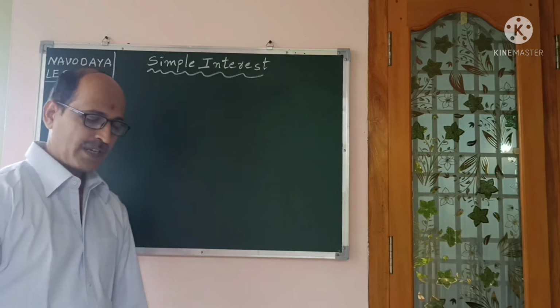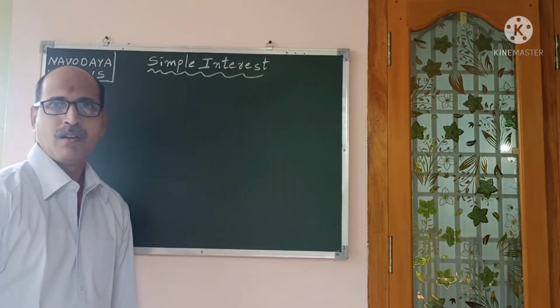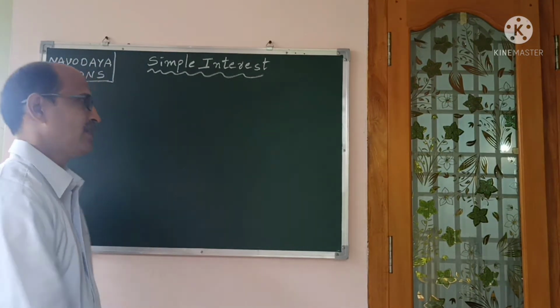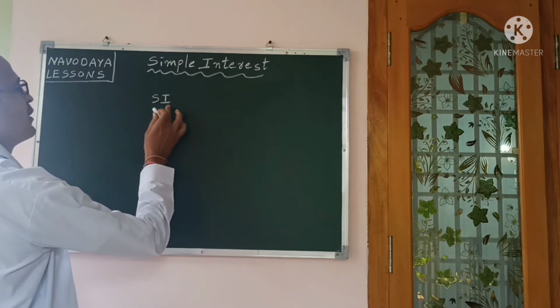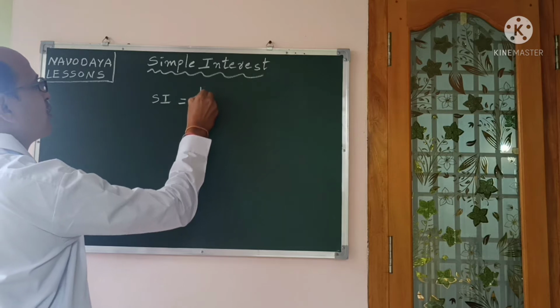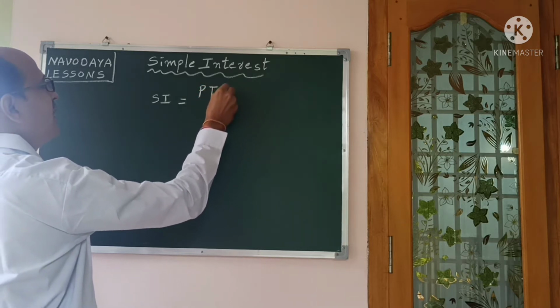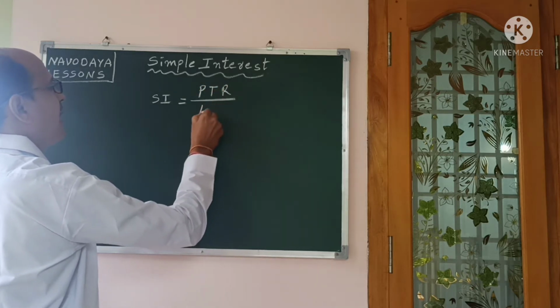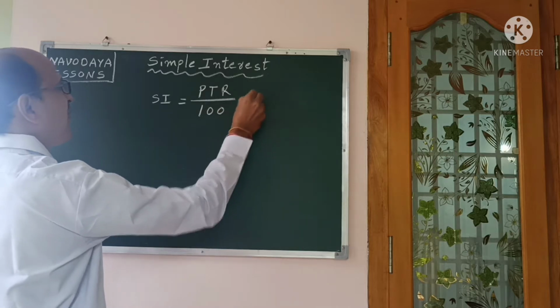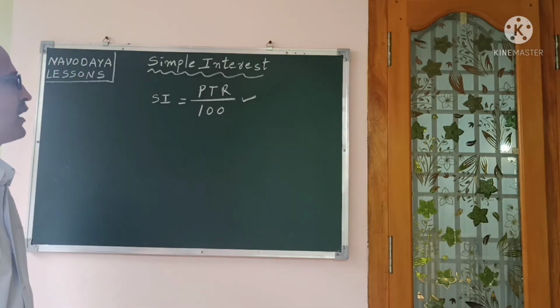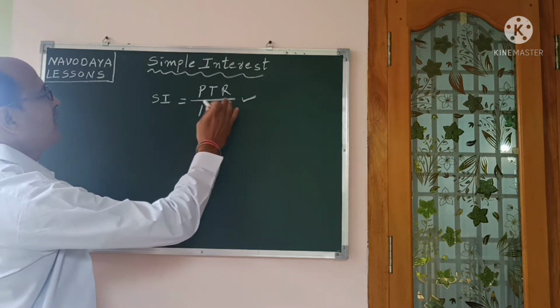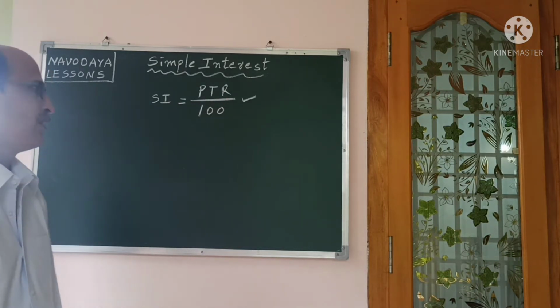Simple interest consists of only one formula, that is SI. SI means simple interest. SI is equal to P T R by 100. This is the main formula of simple interest. Let us see what is the abbreviation of P T R. I will tell you.